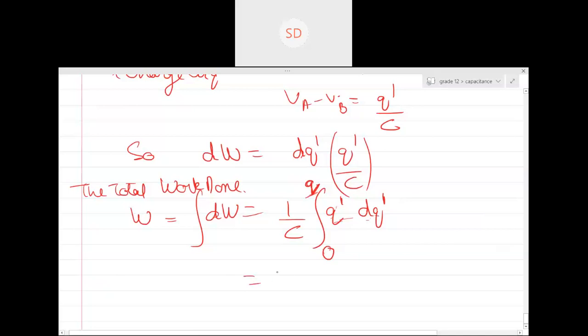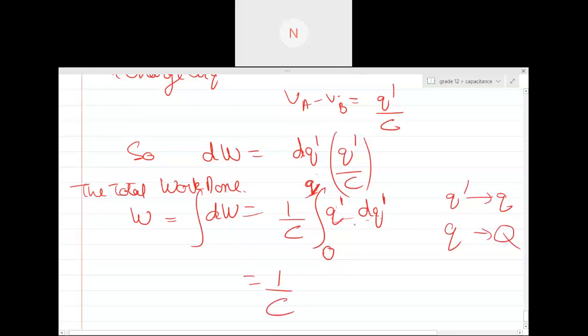I'm only changing the variable. Does changing the variable matter? Sometimes in place of Q dash they may write Q, and in place of Q they may write capital Q. Basically, this will be replaced by capital Q, and Q dash and dQ dash will be represented by Q and dQ. Got it? So what is the integration of Q dash dQ dash?